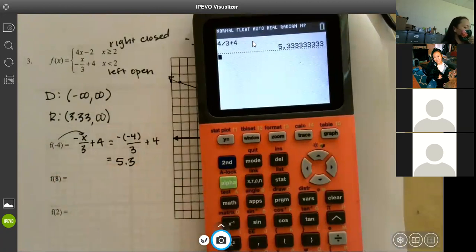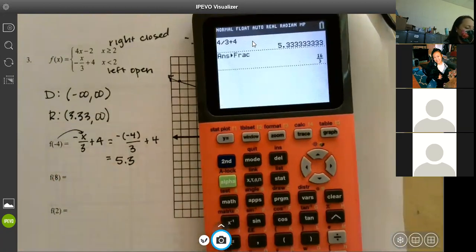Okay, so hopefully you guys got that right. If you did the fraction, 16 over 3, I don't care. If you did 5 1/3, also the correct answer. I don't care what form you put it in.